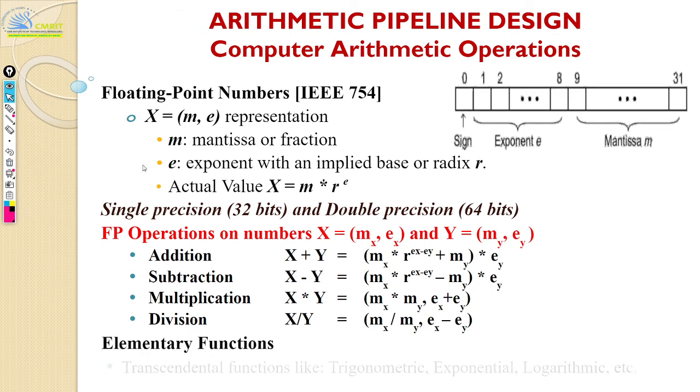And apart from that, you also have some transcendental functions, like trigonometric, exponential, logarithmic, so many other functions. Even square root is available. Okay, so there is a square root function. You have a hardware for square root to calculate the square root based on whichever base you are interested in. Right. So these are the different floating point operations on numbers.